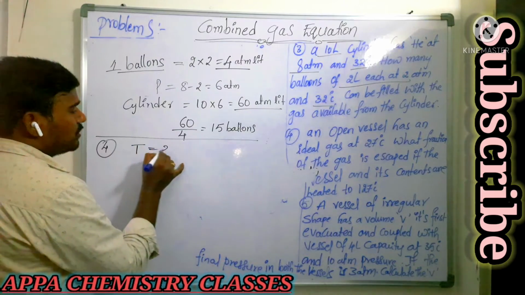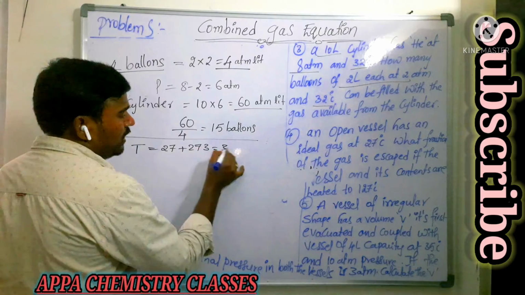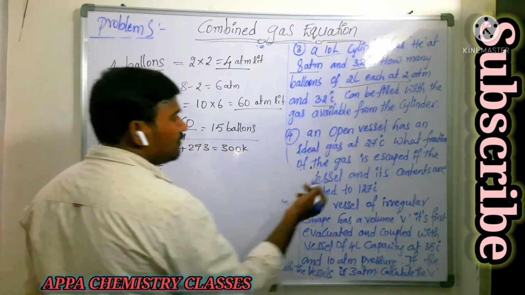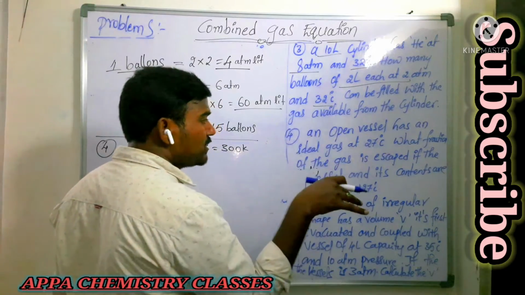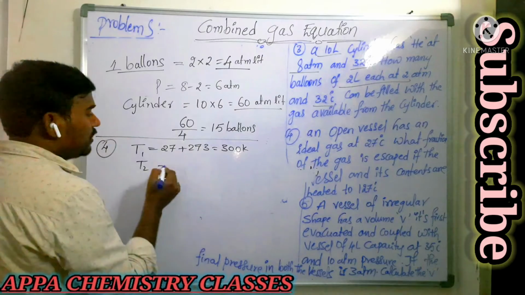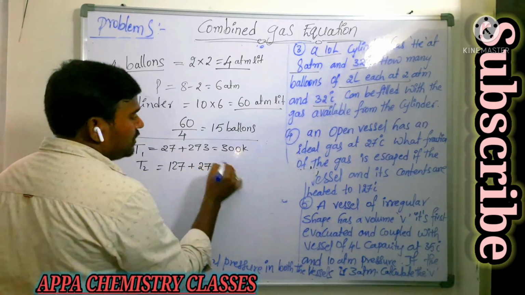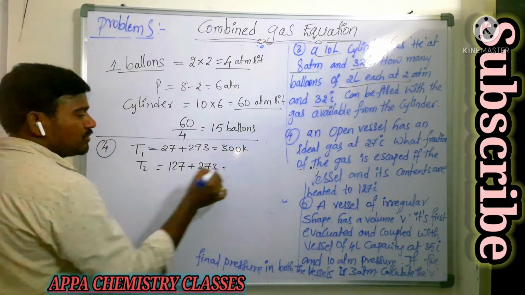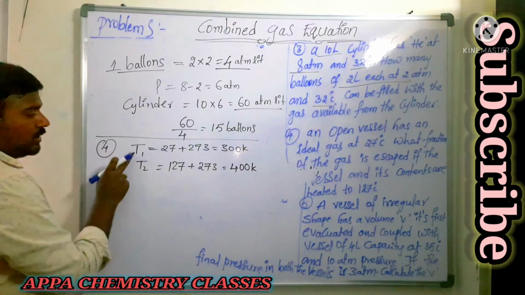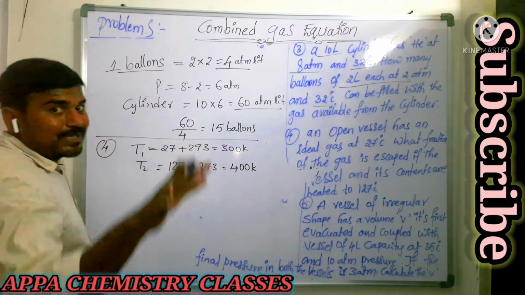The initial temperature is 27 plus 273, that is nothing but 300 Kelvin. So after some time what happens? The vessel and its contents are heated to 127 degrees Celsius. 127 plus 273 means 400 Kelvin. So when you are heating from T1 to T2, they are asking what fraction of the gas has escaped.